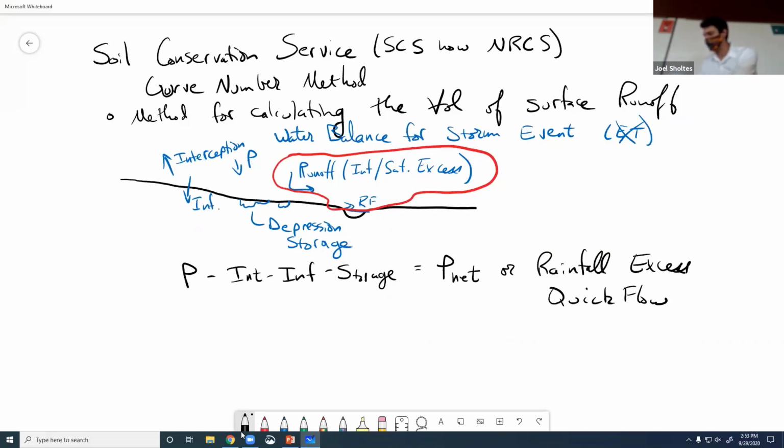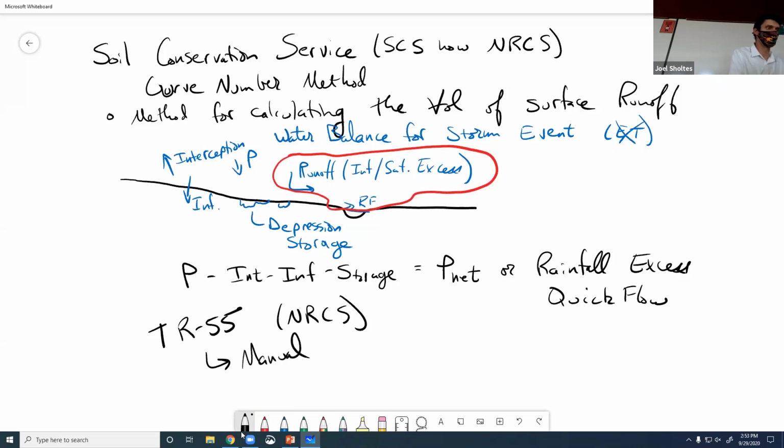It's since been applied for forestry, rangeland, urban hydrology, and this is ultimately part of a bigger method called TR55, which is an NRCS document. We'll call it a manual for urban stormwater. TR55 is a bigger technical reference and procedures. The curve number method is within that, so it's a step along the way.